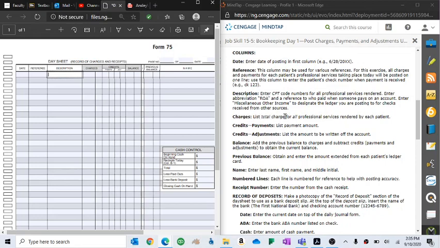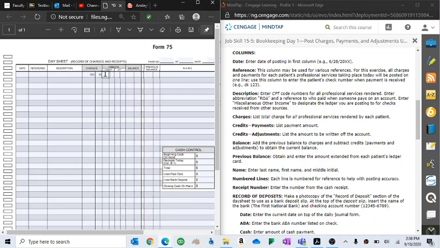Charges. List total charge for all professional service rendered by patient. So what it's talking about is total charges. If Betty Lawson, I'm going to use her as an example, had $650 worth of items done, you would put the total amount. So if she had an office visit, a B12, and so forth and so on, that's what you would do, is put all the charges in here. They would all be added together.